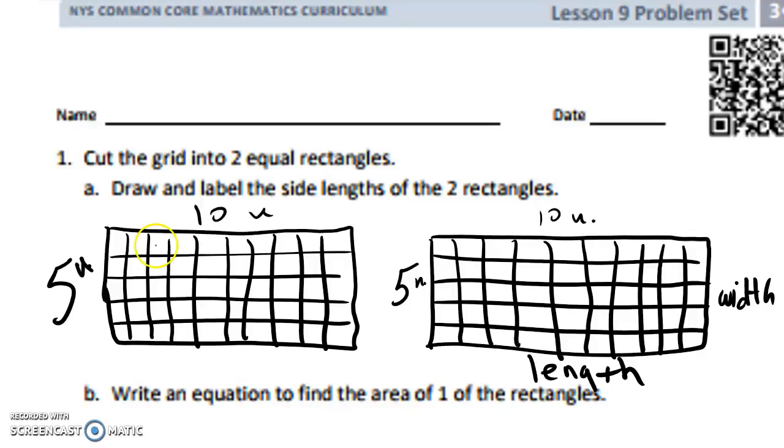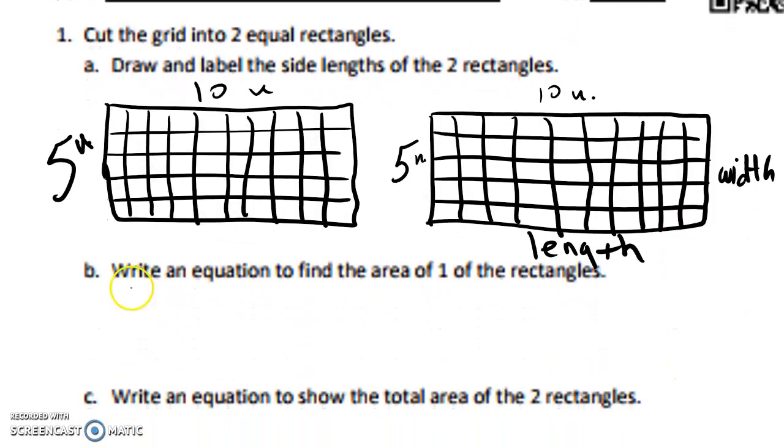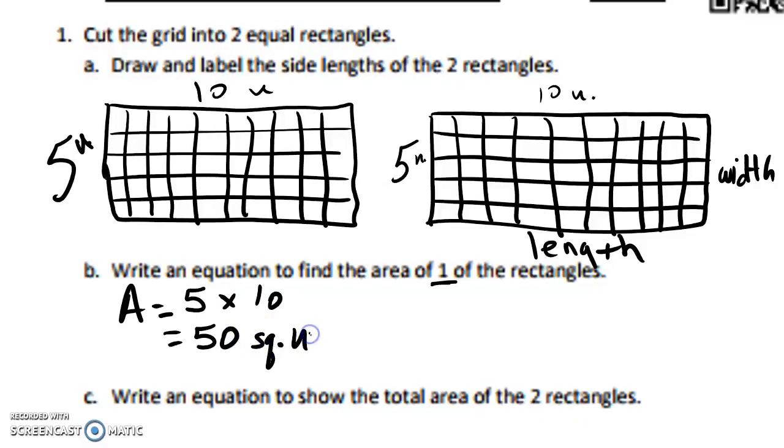Okay, so we've drawn and labeled the sides of the two rectangles. So let's go to letter B. Write an equation to find the area of one of the rectangles. All right, so the area is equal to 5 times 10. So the area equals 50 square units.